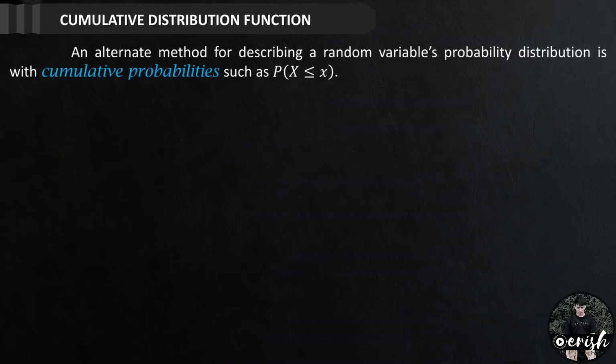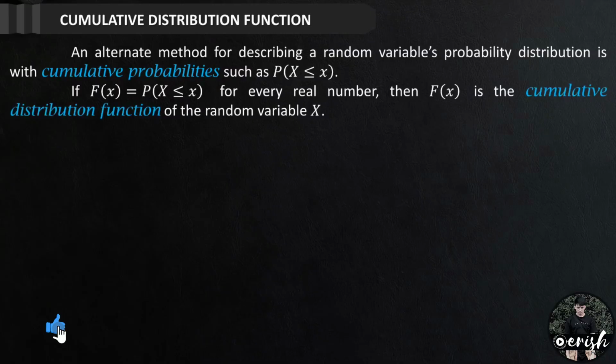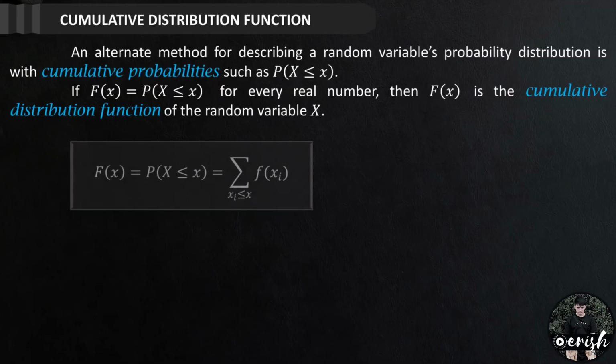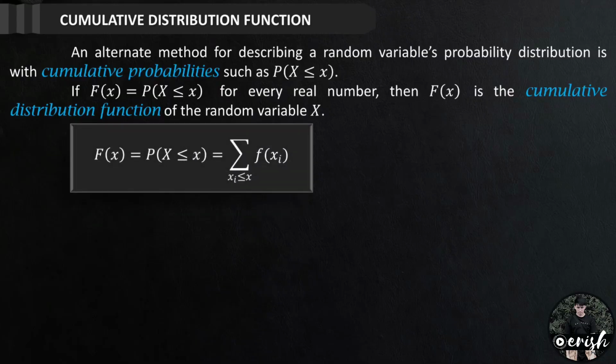An alternate method for describing a random variable's probability distribution is with cumulative probability such as p of x less than or equal x. So, furthermore, yung cumulative probabilities na yan can be used to find the probability mass function, or yung tinatawag nga natin na probability distribution of discrete random variable. If f of x is equal to p of x less than or equal x for every real number, then yung f of x natin is the cumulative distribution function of the random variable x, and we have the equation for the cumulative distribution functions.